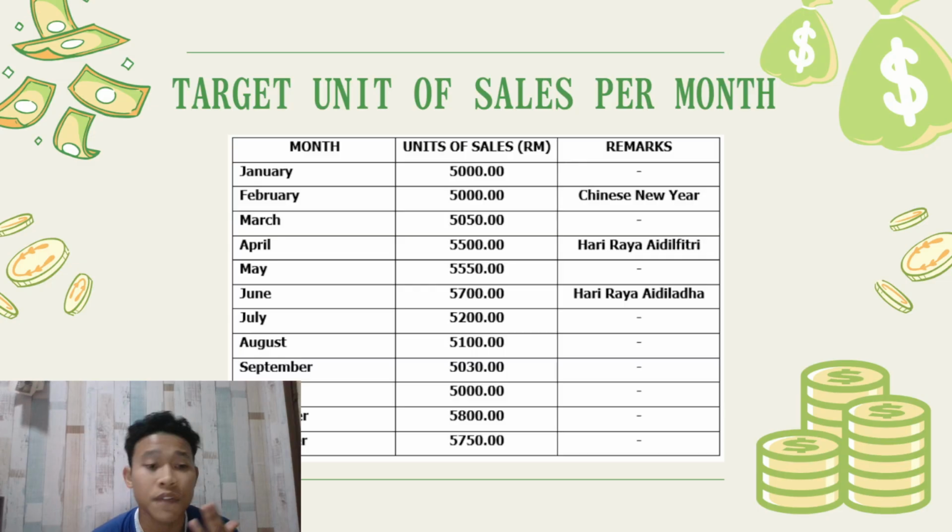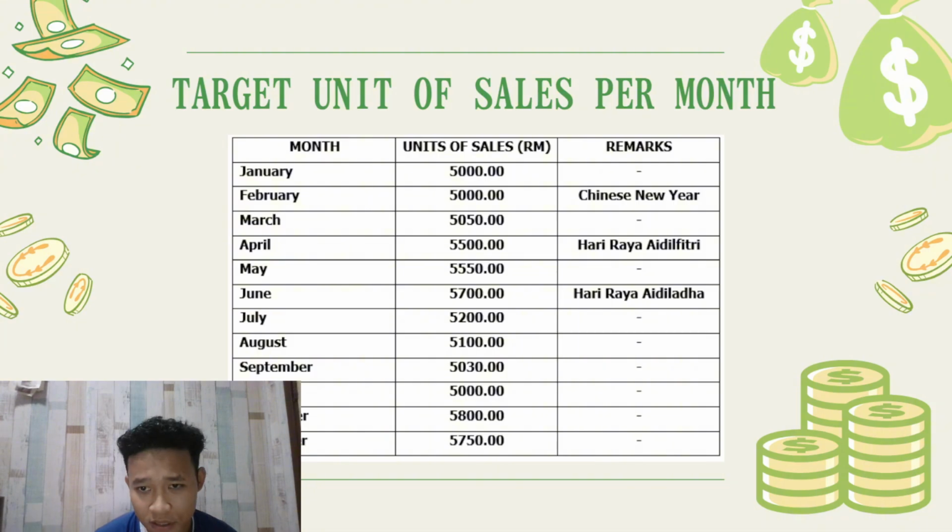For April there are 5,500 ringgit units of sales. For May there are 5,550 ringgit units of sales. For June, there are 5,700 units of sales. For July, there are 5,200 ringgit. For August, there are 5,100 ringgit. For September, there are 5,030 ringgit. For October, there are 5,000 ringgit. For November, there are 5,800 ringgit. And December, there are 5,750 ringgit units of sales.